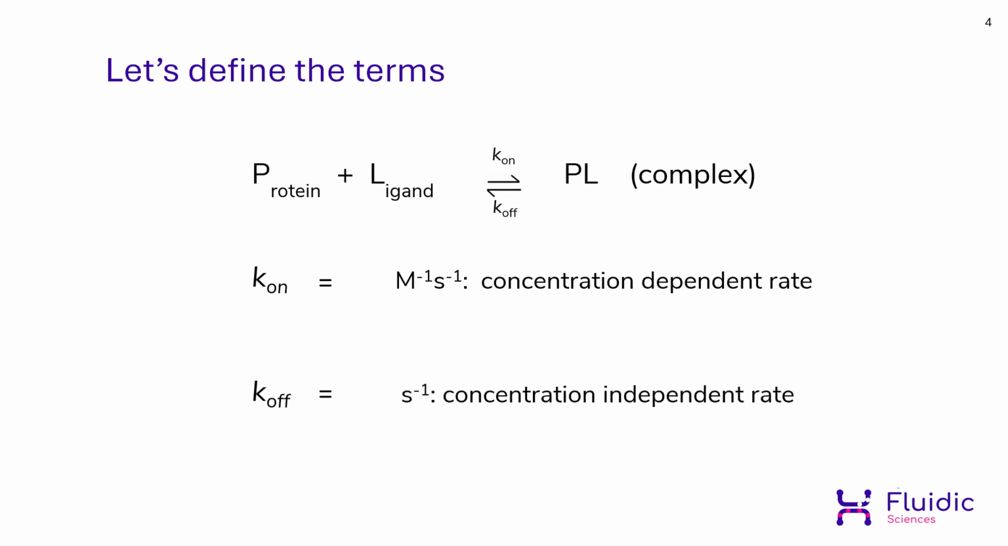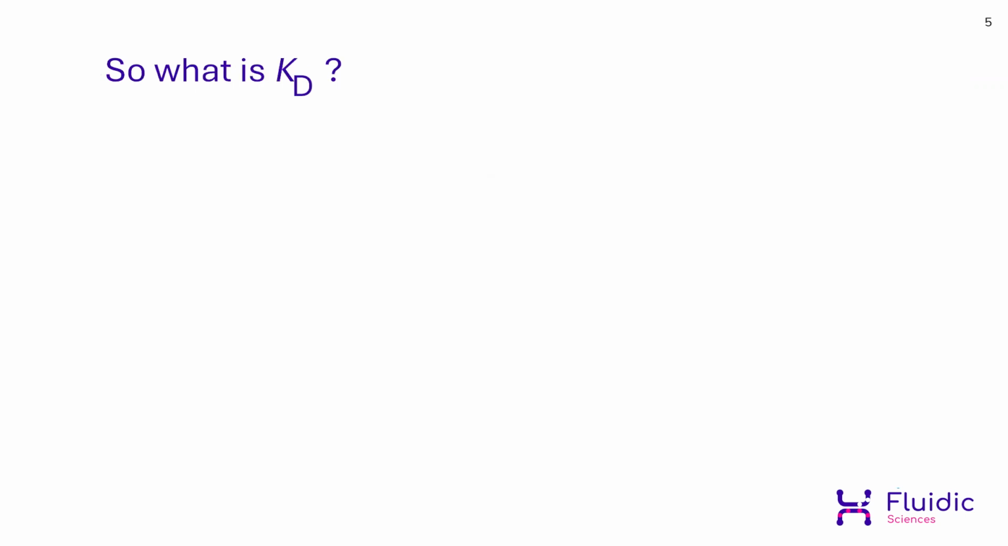On the other hand, the K(off) describes the rate of the backwards reaction. It depicts the rate at which the complex dissociates into separate proteins and ligand. This rate is independent of the concentrations of the free protein and ligands in the system, and it is measured in per second. So what is KD?